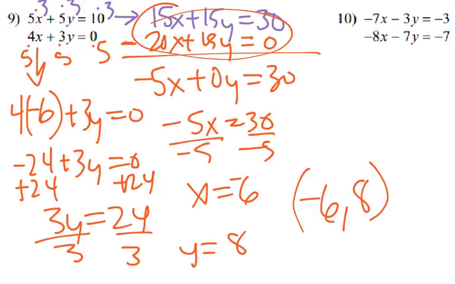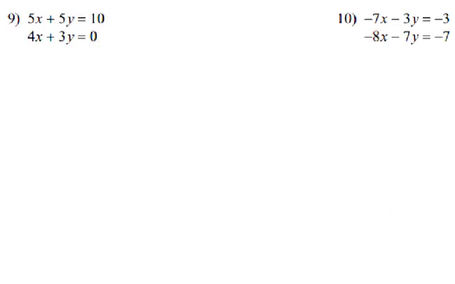So on number 10, if you look at that one, same idea here, right? No way to get 3 and 7, one to be the same as the other, so we have to make them both. Well, 3 and 7 can both become 21. That's the smaller of the two, so that's the one I'm going to go with.